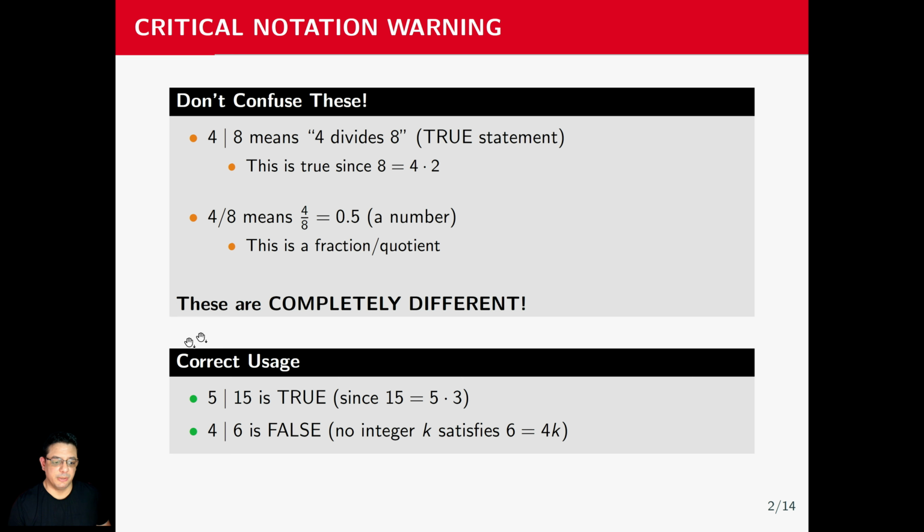Now, the correct usage here will be something like this. For example, we can say 5 divides 15, and this is true since 15 can be seen as 5 times 3. There's going to exist 3, so that 5 times 3 is 15. So, because of that, we have that 5 divides 15. Now, 4 doesn't divide 6. So 4 divides 6 is a false statement because there is no integer k so that 6 equals 4 times k. So in this case, we don't have divisibility between 4 and 6. So 4 does not divide 6. Okay, it's got to be an integer.